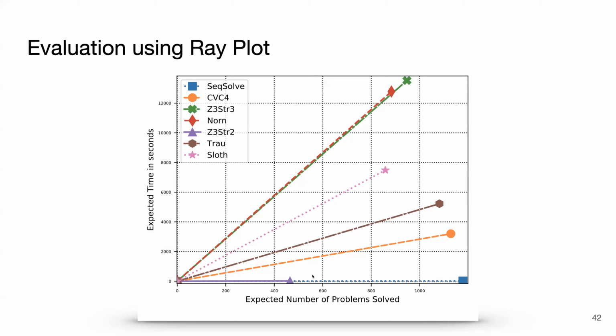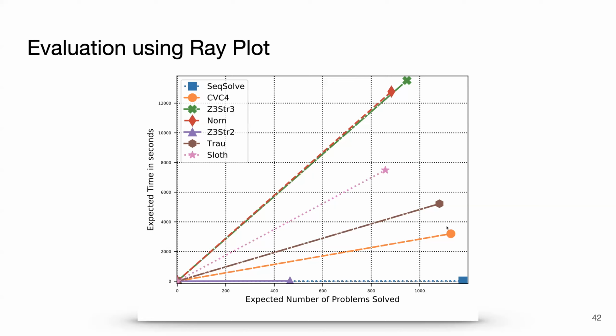Now, if you fix the y-axis, let's say the 8,000 second line, then in the given benchmark, SeqSolve solved all the problems in 8,000 seconds because it lies here. Z3STR3 and Norn were able to solve about 550 problems. Sloth about 850, which is here. And CVC4 solved 1,100 problems, which is less than SeqSolve.